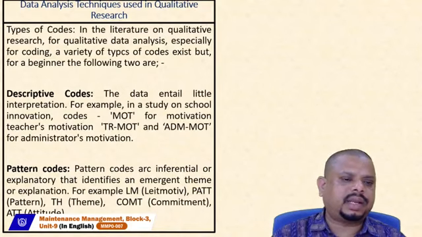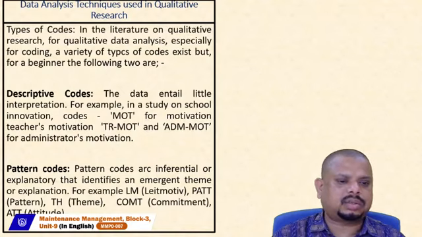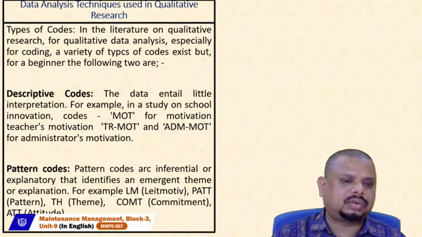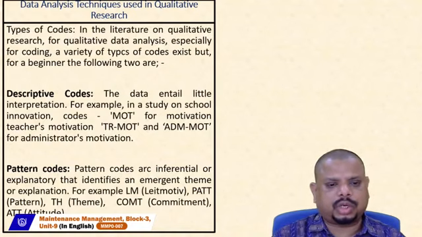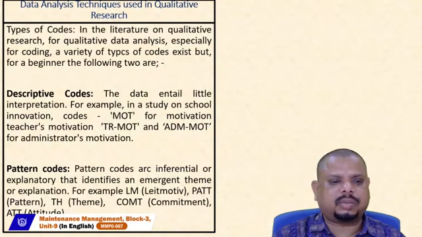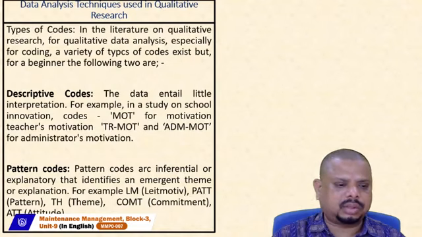The data entails little interpretation. For example, in a study on school innovations, the code should be MOT for motivations. TR MOT stands for teacher motivations, and ADM MOT means administrator motivations. So for motivation, they provide the short code MOT. For teacher motivation, they provide the code TR MOT. For administrator motivation, they provide the code ADM MOT.